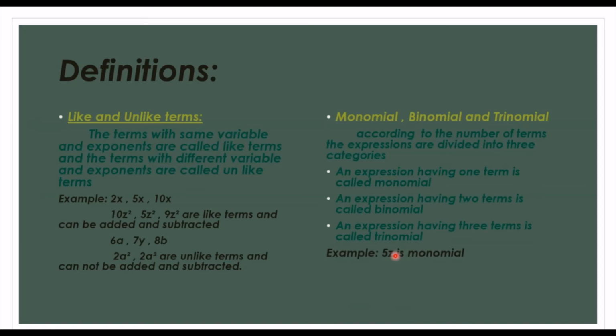For example, 5z is a monomial because it has only one term. 2x + 3y is a binomial because it has two terms, 2x and 3y. And 6a + 2b + 8c is a trinomial because it has three terms, 6a, 2b and 8c.